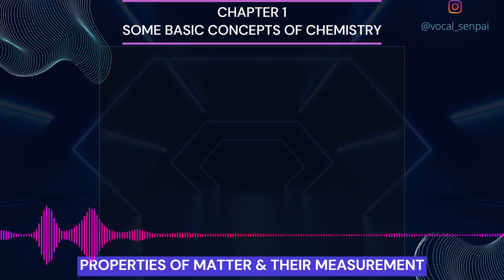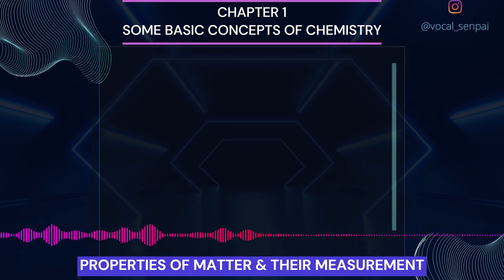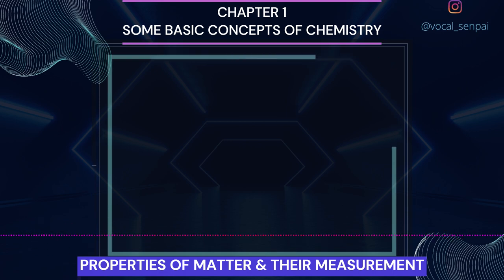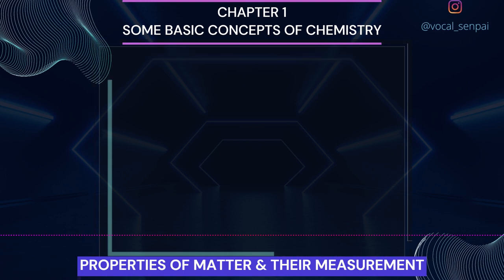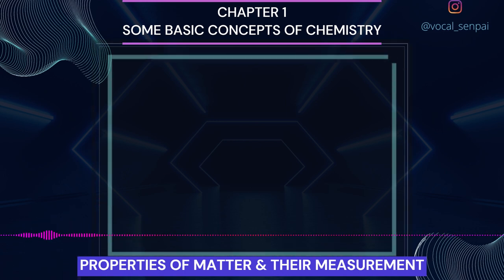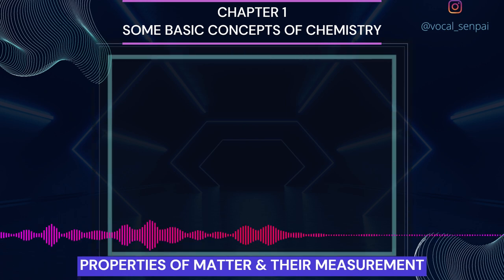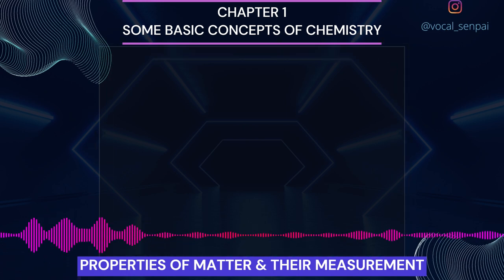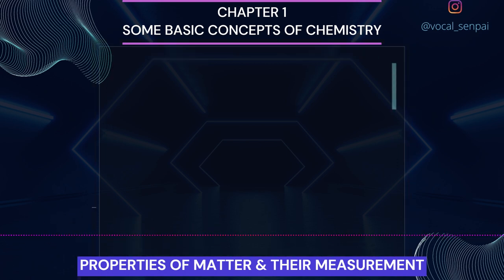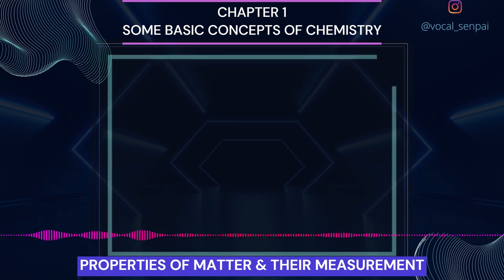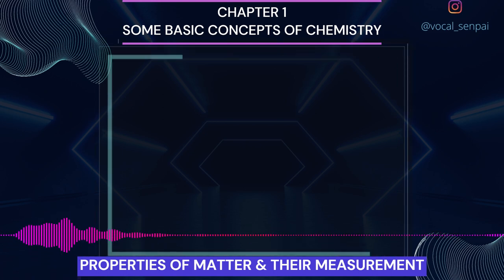Chemists describe, interpret and predict the behavior of substances on the basis of knowledge of their physical and chemical properties, which are determined by careful measurement and experimentation. In the following section, we will learn about the measurement of physical properties. Measurement of physical properties. Quantitative measurement of properties is required for scientific investigation. Many properties of matter, such as length, area, volume, etc., are quantitative in nature.